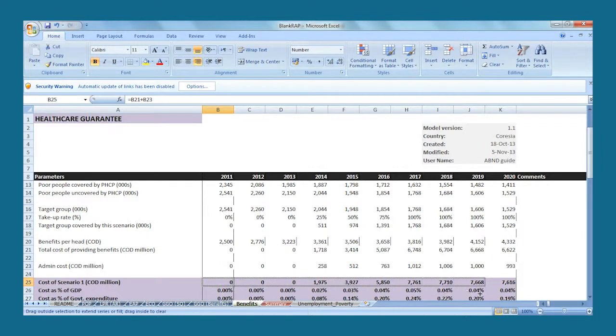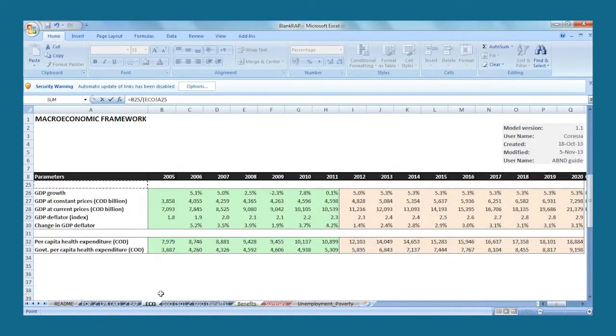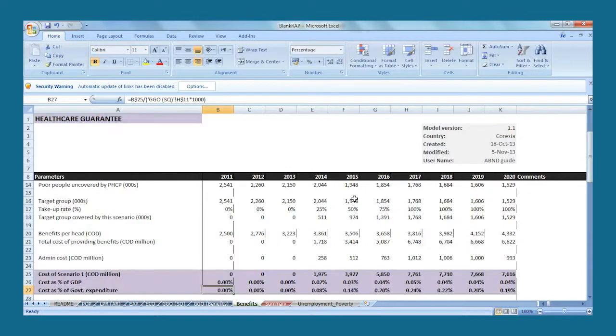Once we have the total cost in Parisian dines, we can find the total cost as a percentage of national GDP or as a percentage of government expenditure. To find out the total cost as a percentage of GDP in 2011, we divide the total cost of the scenario by the GDP at current price from the ECO sheet. The cost is given in million dines, while the GDP is expressed in billion dines. So we multiply the GDP by 1,000.